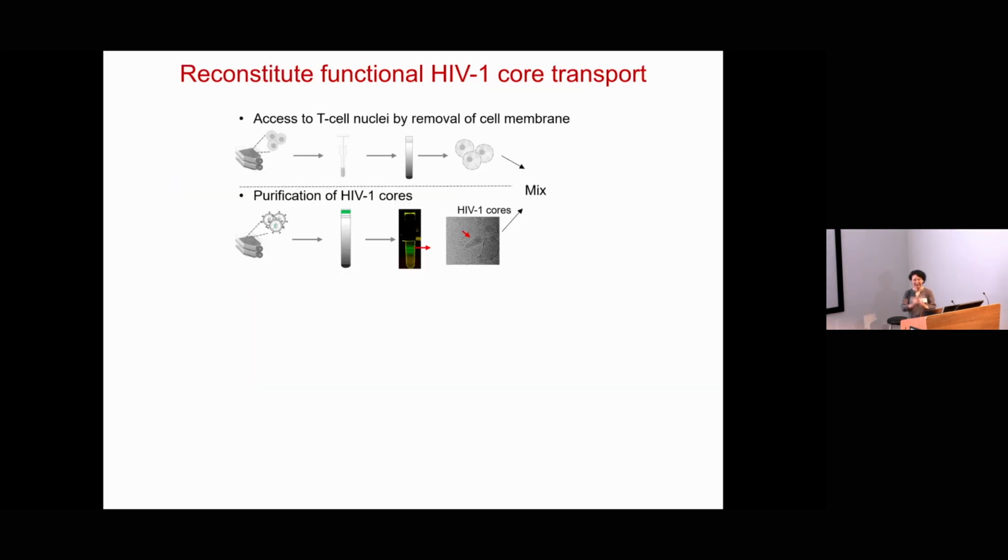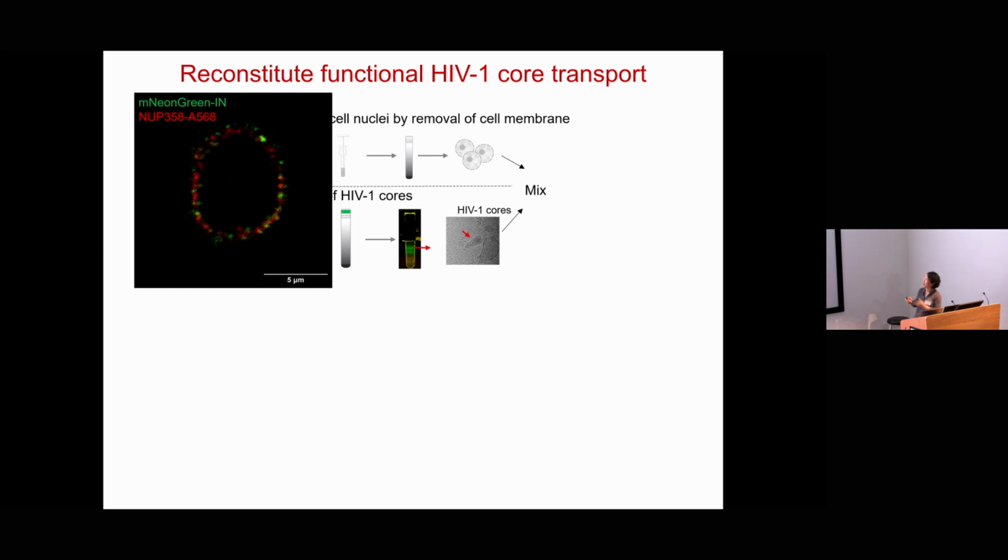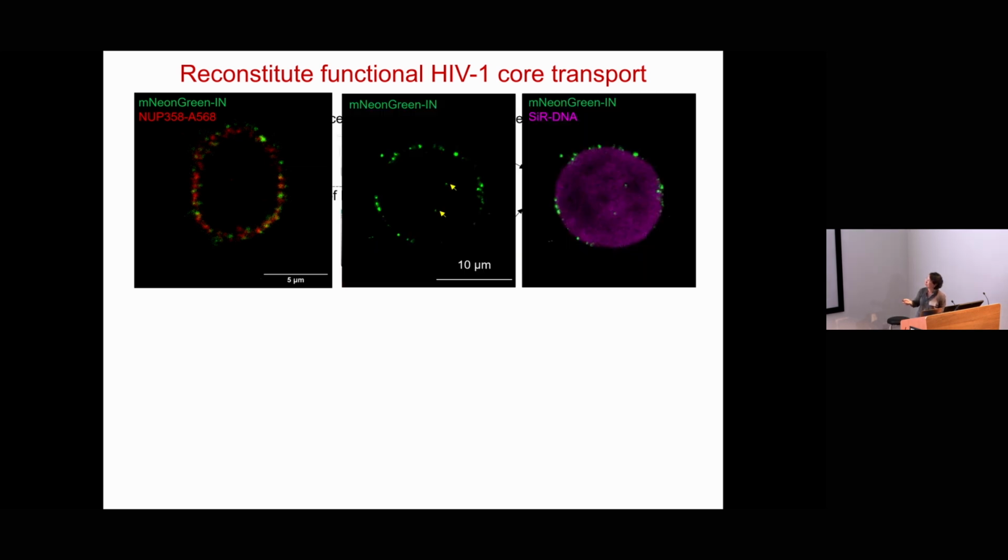One is to establish an in situ or in vitro reconstituted system, where we reconstitute a functional transport system to study nuclear import. The way we do it is we permeabilize T cells. So we remove the membrane, and then we add isolated cores to it. This way we can capture loads of cores going onto the nuclear envelope, the green ones here, co-localized with NUP in red. And you can see better.